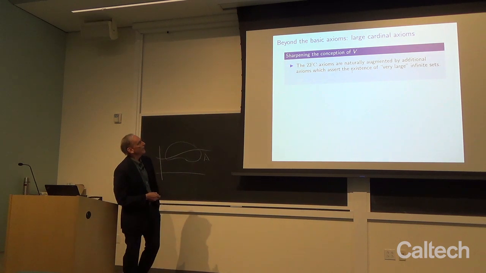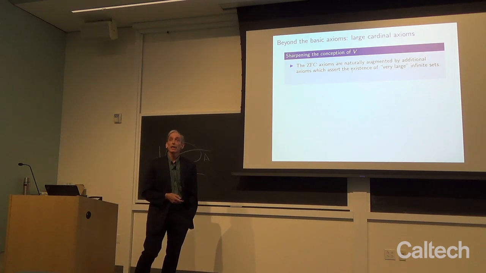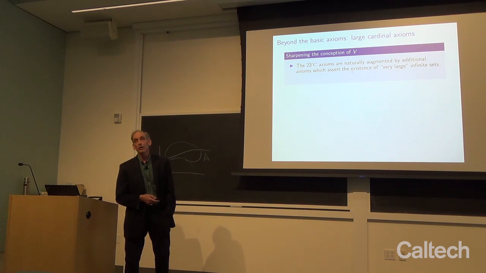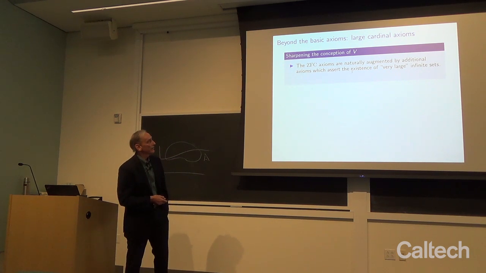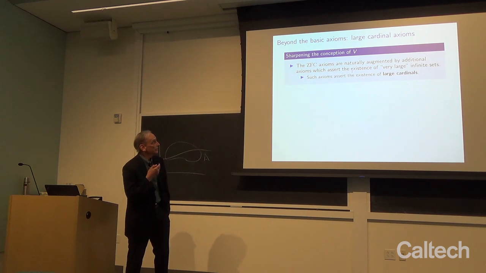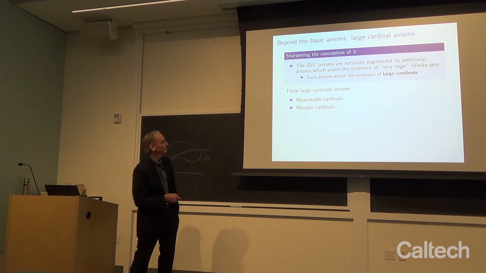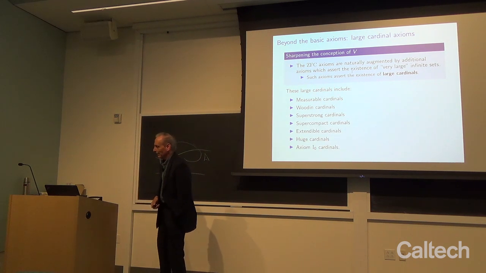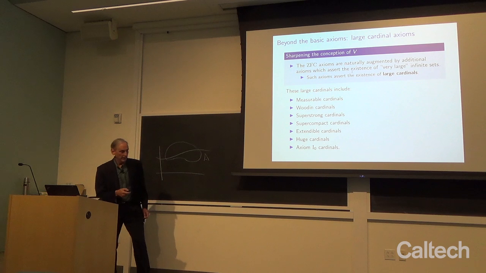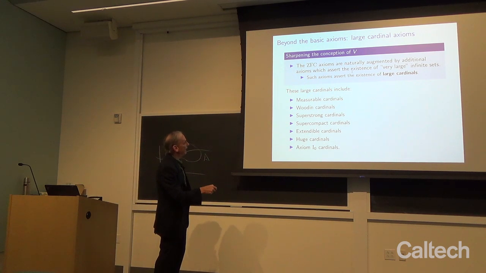So if you go beyond the basic ZFC axioms, you have the large cardinal axioms that assert the existence of very large sets. Such axioms assert the existence of large cardinals. So I'll give you some samples. Measurable cardinals, Woodin cardinals, and then a whole bunch. Names aren't so exciting. The strength increases as you go down. This is not the historical order. These were discovered, and then these were discovered, and these are much smaller, and this was discovered.